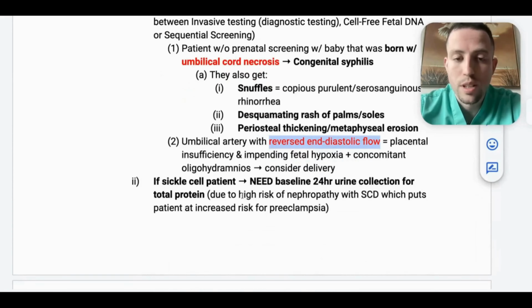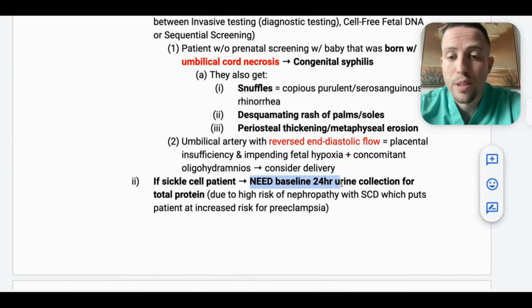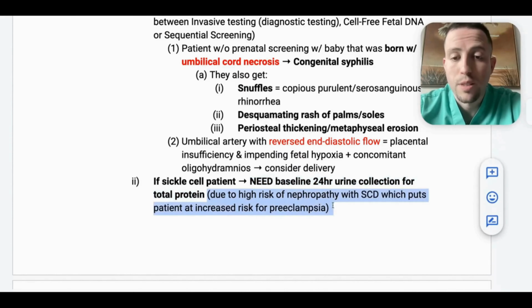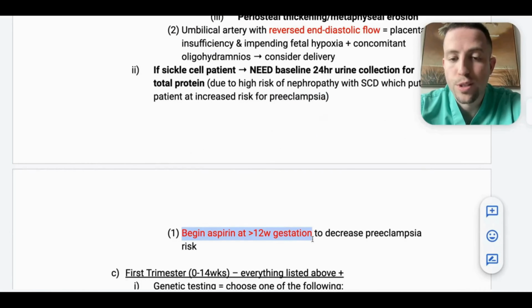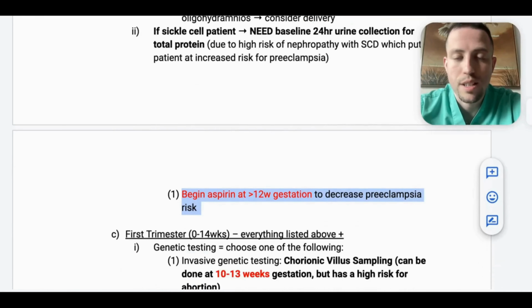If it's a sickle cell patient, you need a baseline 24-hour urine collection for total protein, and this is due to the high risk of nephropathy with sickle cell disease, which puts the patient at an increased risk for preeclampsia. And for these patients with sickle cell, you'd begin aspirin at over 12 weeks gestation to decrease the preeclampsia risk. So those are some high-yield, overarching, big picture type things.